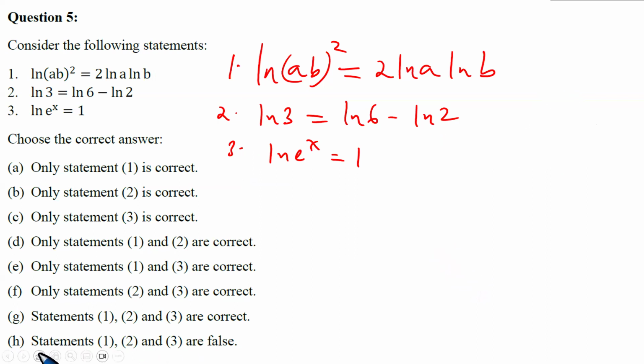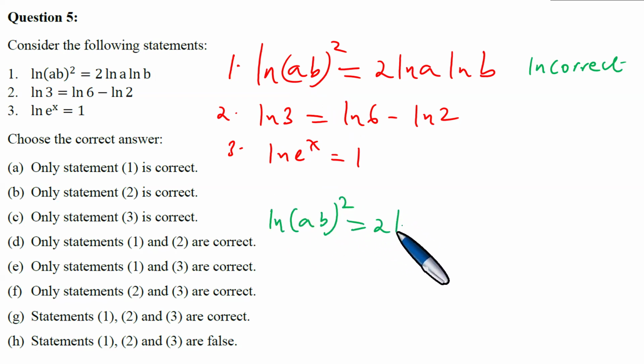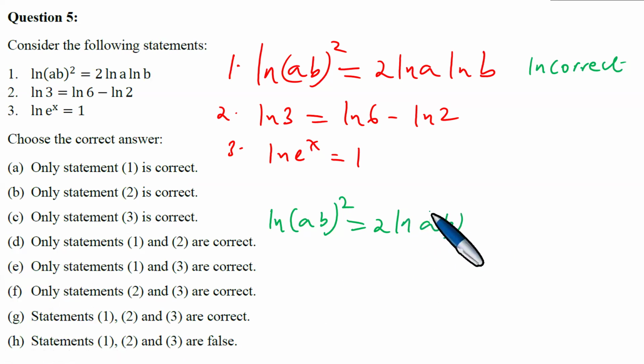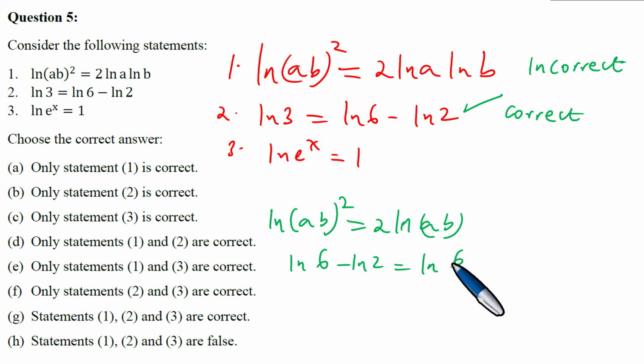First and foremost, this one is incorrect, because we know that the ln of AB squared is 2 ln AB, which is not the same as this. Next, number 2 is correct, because the ln of 6 minus the ln of 2 is the ln of 6 over 2, which is ln 3. So this one is correct.